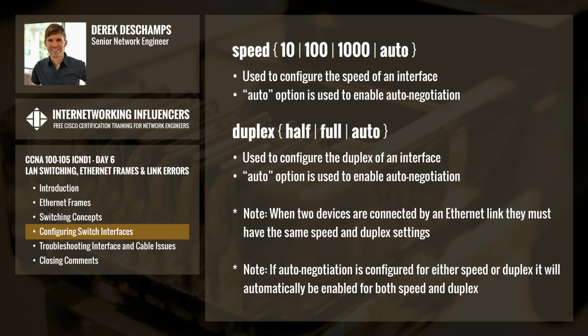It is important to note that when two devices are connected by an Ethernet link, they must have the same speed and duplex settings. It is also important to note that if auto negotiation is configured for either speed or duplex, it will automatically be enabled for both speed and duplex.